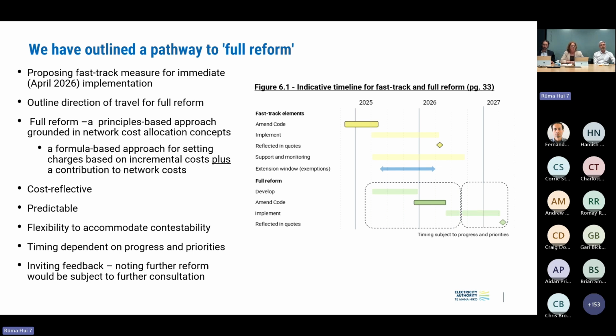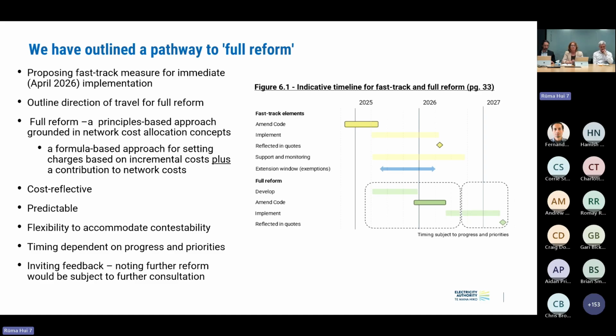As we've worked through the problem and potential solutions, we saw the opportunity for a phased approach. We consider the fast-track measures would provide some immediate improvement whilst laying a solid foundation for a full reform. The focus of this consultation is on the proposed fast-track measures. We're consulting on these now and could amend the code in the first half of next year, after allowing some time for businesses to amend their processes and align with the new requirements. The methodologies could be reflected in quotes from 1 April 2026.